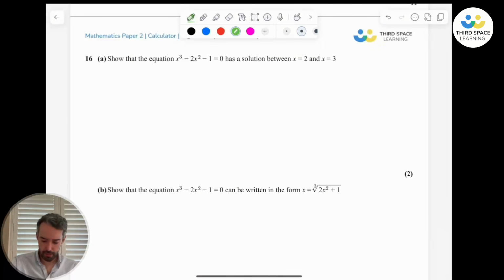Question number 16. Show the equation x cubed minus 2x minus 1 equals 0 has a solution between x is 2 and x is 3. Okay, lovely. To do this, what we have to do is substitute both of these values into our equation, and what we should see is one positive answer and one negative answer, because what that means is the graph has crossed the x-axis. So the y value has gone from negative to positive, and where it crosses the x-axis, that means that y is 0.